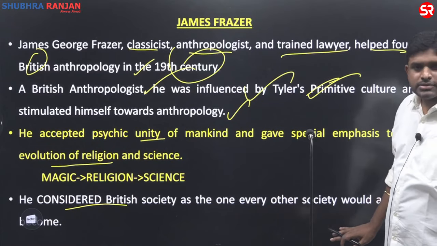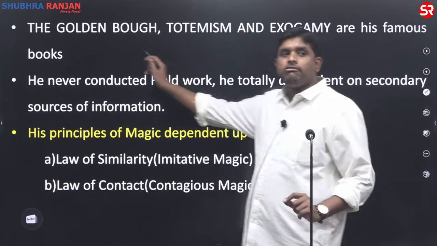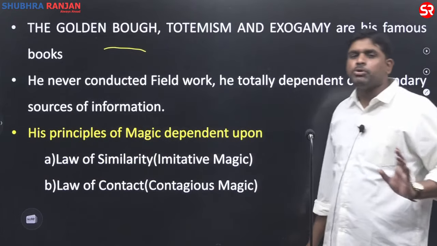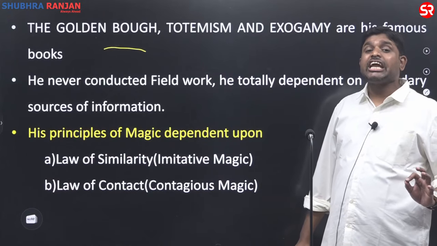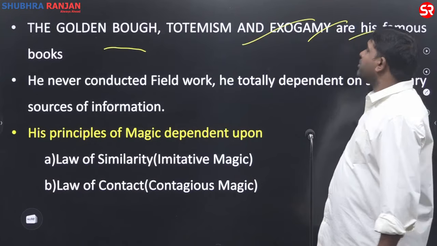He also spoke about religion and the psychic unity of mankind, and he gave the evolutionary sequence from magic to religion to science. His famous book, The Golden Bough, very famous. It is called a scientific odyssey of the discipline of anthropology. Totemism and Exogamy are also his famous books.